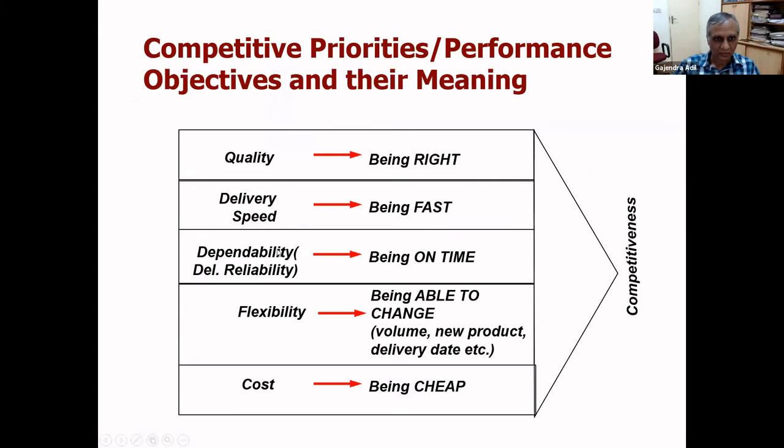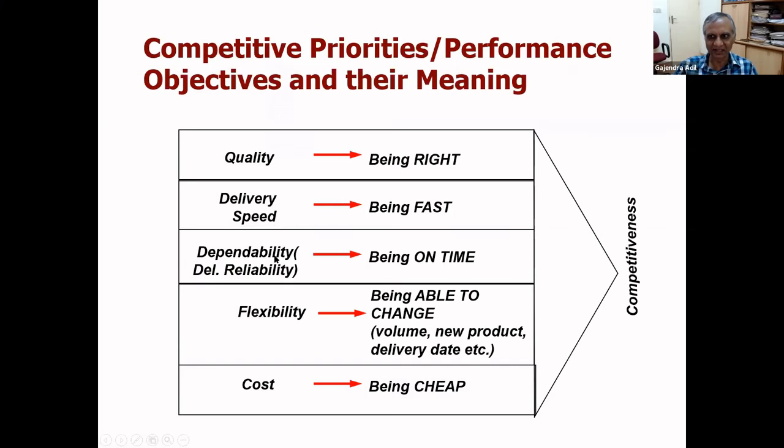Okay. So far we have discussed quality and delivery speed. Delivery speed is nothing but the time it requires to serve, right? The time when you order and the time you receive that product, the gap between the two. Basically, it is lead time. Then another term is delivery reliability or dependability.